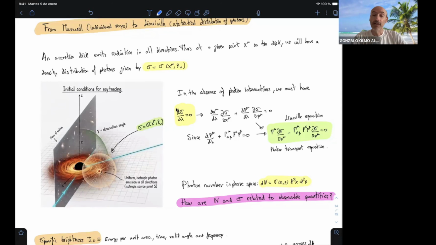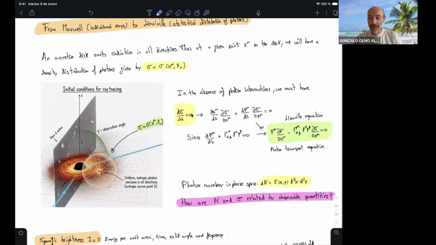So, in Maxwell theory, if we assume that photons are not absorbed and they don't have interactions, then this density distribution should be conserved along geodesics, okay? If you need a simplification in this process, this is the one. Because if you begin to add interactions, then you are completely lost. Well, no, you are not lost, because we are paid for that.